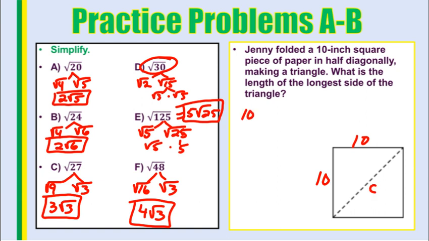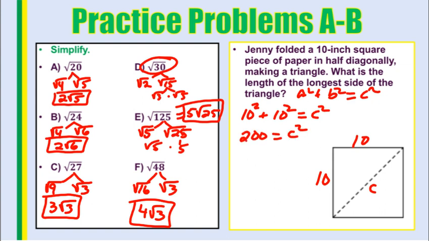So this would be A squared plus B squared equals C squared. So 10 squared plus 10 squared equals C squared. 100 plus 100 is 200 equals C squared. This one's similar to the previous problem we've done. Find the square root of both sides. I can break this down as the square root of 100 and the square root of 2. Square root of 100 is a perfect square, that's 10, times the square root of 2. And this would be inches.